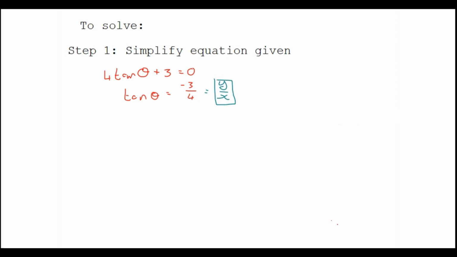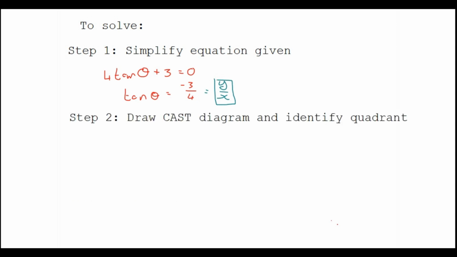The second step is that we need to draw the CAST diagram and identify the quadrant we are working in. The quadrant is typically first, second, third, or fourth. You'll note I've drawn a CAST diagram over here. You do not need to write the CAST each time. That will not be marked. However, it is very important that you keep track of what is positive where, and especially in the beginning phase, it is important that you write it down for yourself as a guideline.